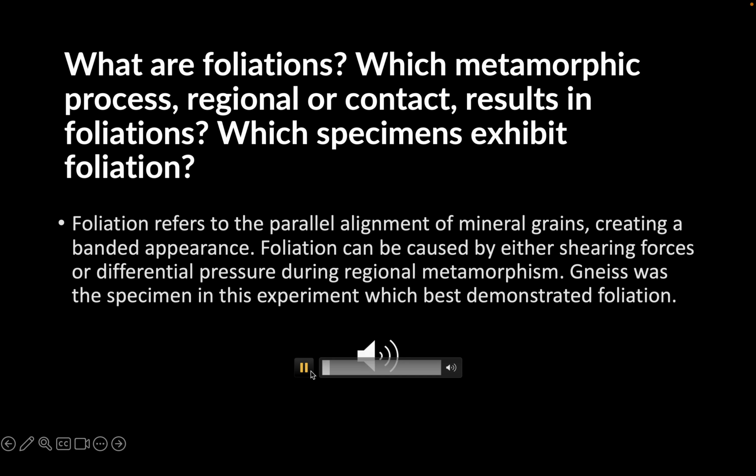The third question, what are foliations? Which metamorphic process, regional or contact, results in foliations? And which specimens exhibit foliation? Well, foliation refers to the parallel alignment of mineral grains, creating a banded appearance. Foliation can be caused by either shearing forces or differential pressure during regional metamorphism. Gneiss was the specimen in this experiment which best demonstrated foliation.